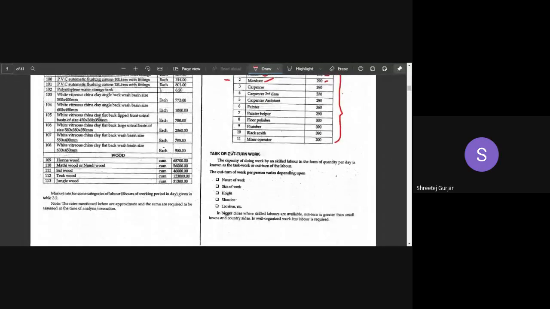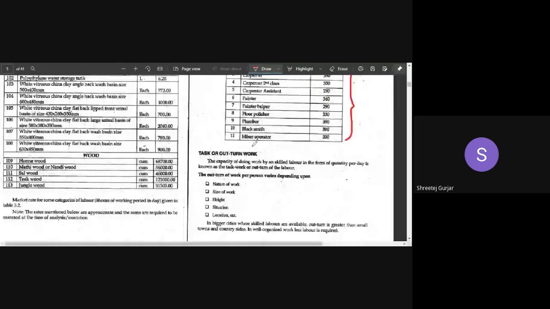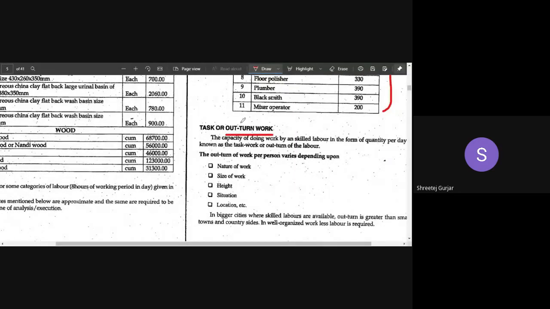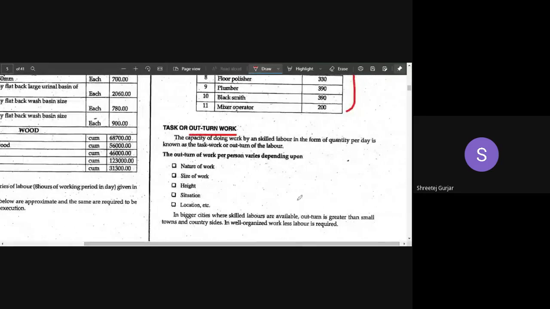One more important thing is known as outturn work. Outturn work is nothing but the capacity of doing work by a skilled labor in the form of quantity per day. What is the quantity of work that a labor can do per day is known as the outturn work of that labor. The maximum quantity of work, in meter cube or meter square or whatever he is doing, that he can do per day, that is our outturn work.